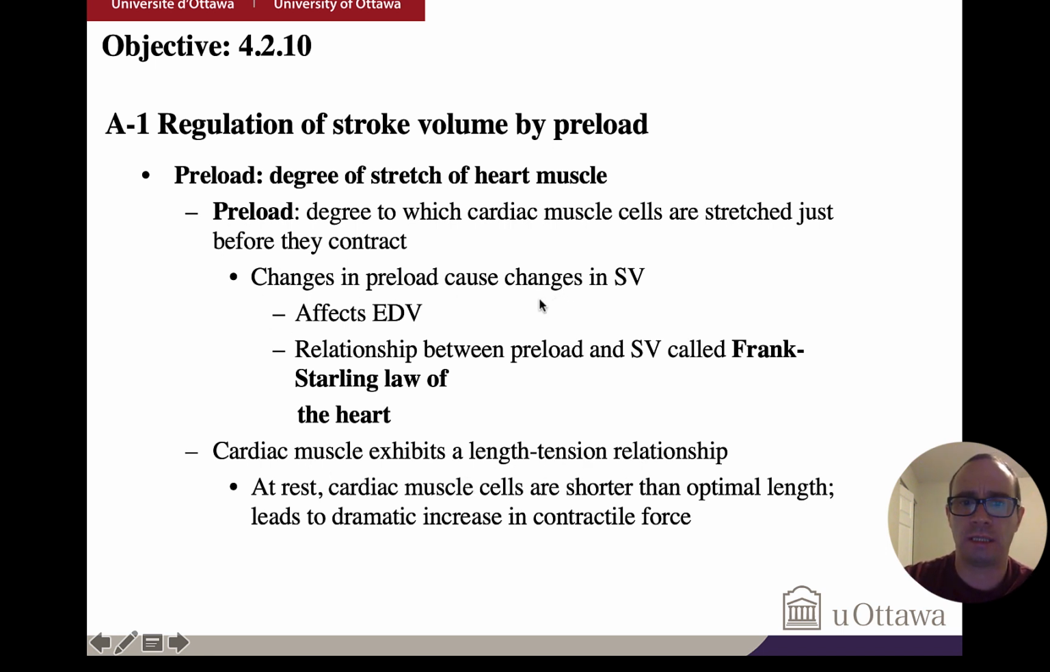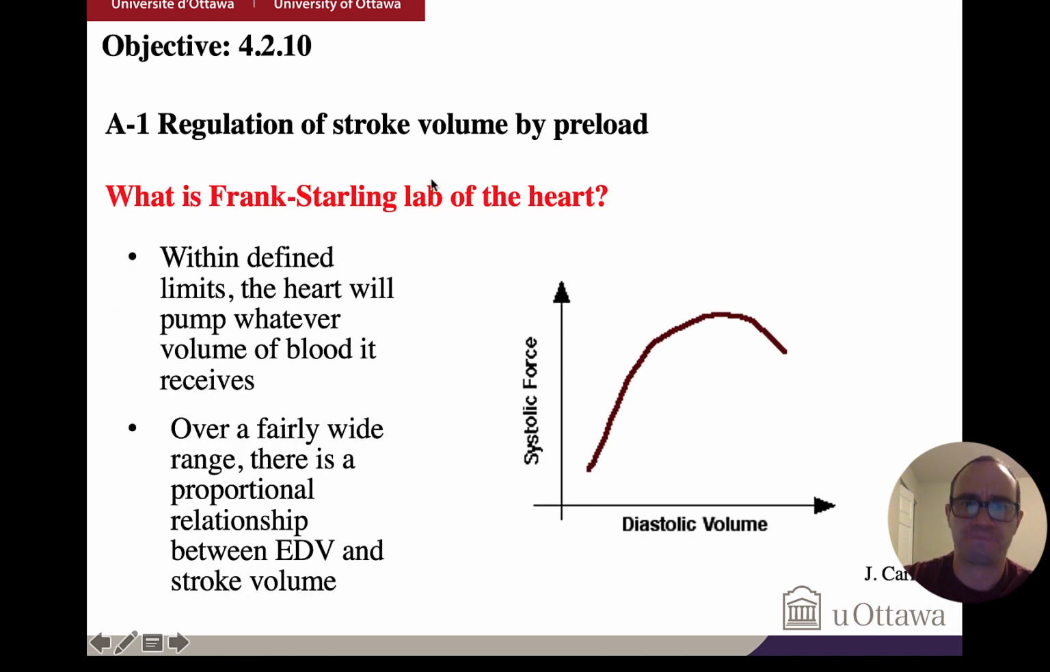This is also referred to as Frank Starling's law of the heart. The Frank Starling law of the heart basically says that within defined limits, the heart is going to pump whatever blood it receives. As you stretch those fibers more and more by loading more blood into the ventricle, the heart is able to pump it, because you're stretching those fibers to what is ultimately the optimal length for contraction. You can see there's a pretty linear relationship between the diastolic volume, the amount of blood loaded into the ventricles when they are relaxed, versus the systolic force, which is the force of contraction during that phase of the cardiac cycle.